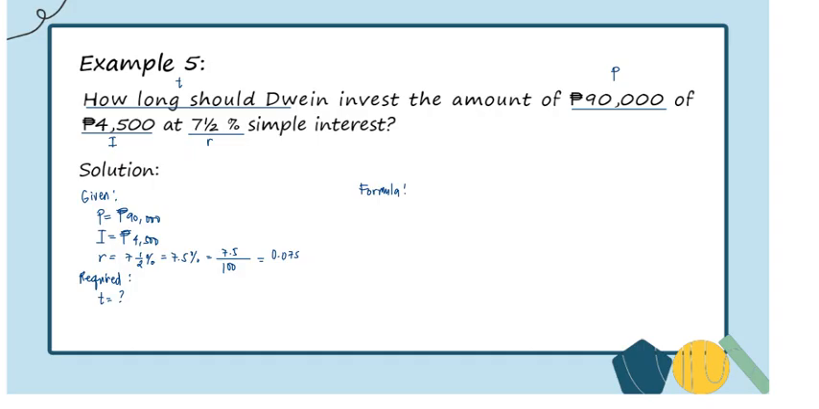So, of course, we could make use of I is equal to PRT, and then we could equate the formula in which yung T na lang yung hahanapin natin. So, if we do that, we divide both sides by PR. And then, we could get T is equal to I divided by PR, which is the formula that we could use to find the time. And then we do the computation.